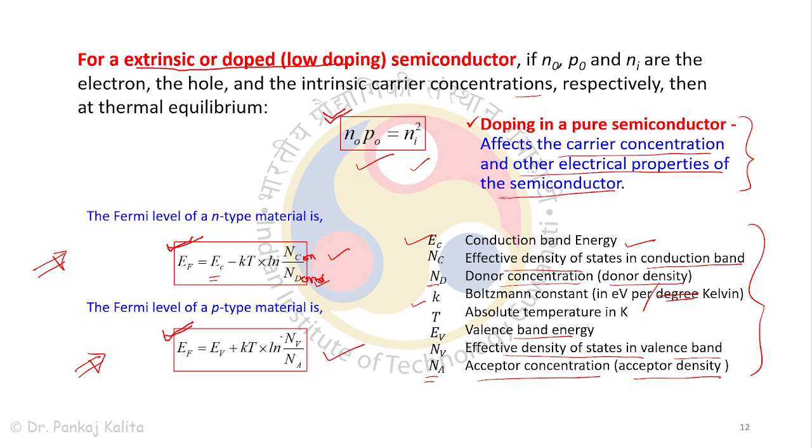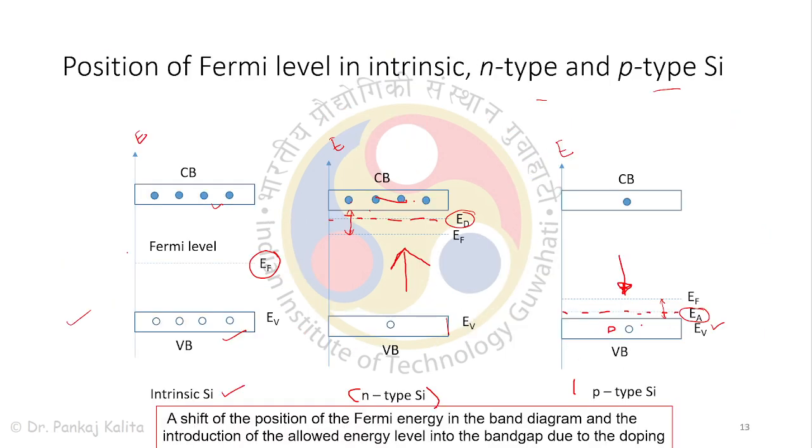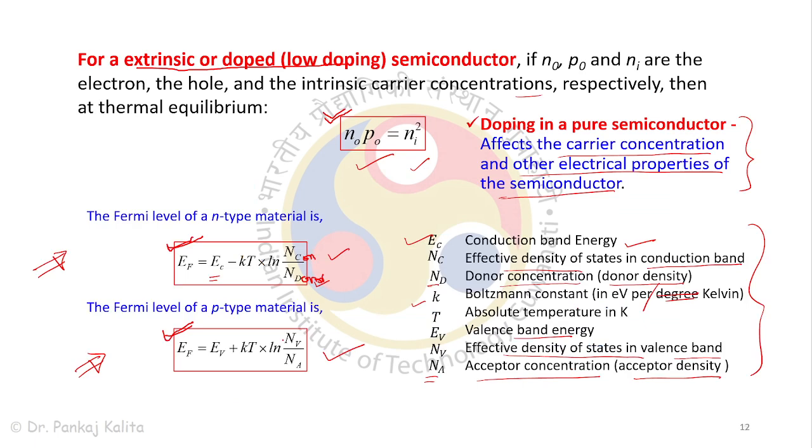And if you're talking about p-type, then it will be Ev plus kT into ln Nv by Na, where Nv is your effective density of states in the valence band, and this is your acceptor concentration. Hope you understand, or at least get some idea about how this formula might be derived. Unless you understand how this formula might have been derived, it will be hard for you to remember these formulas.